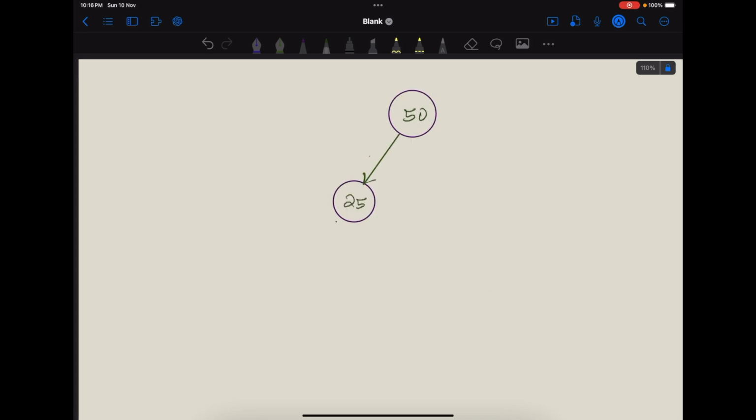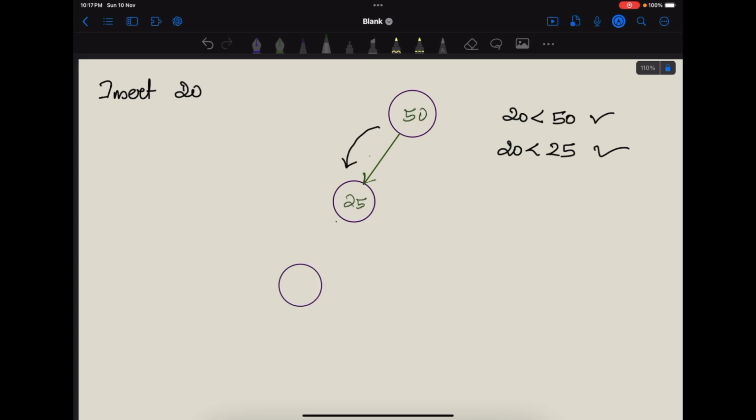Now I am going to insert the number 20. First you have to compare it with the root value 50. The condition is true, so control goes to the left-hand side. Now we check whether 20 is lesser than 25. Again the condition is true, so form one node on the left-hand side of 25 and place the value 20. Make the connection to the left of 25, place the value 20, and now the node is created.